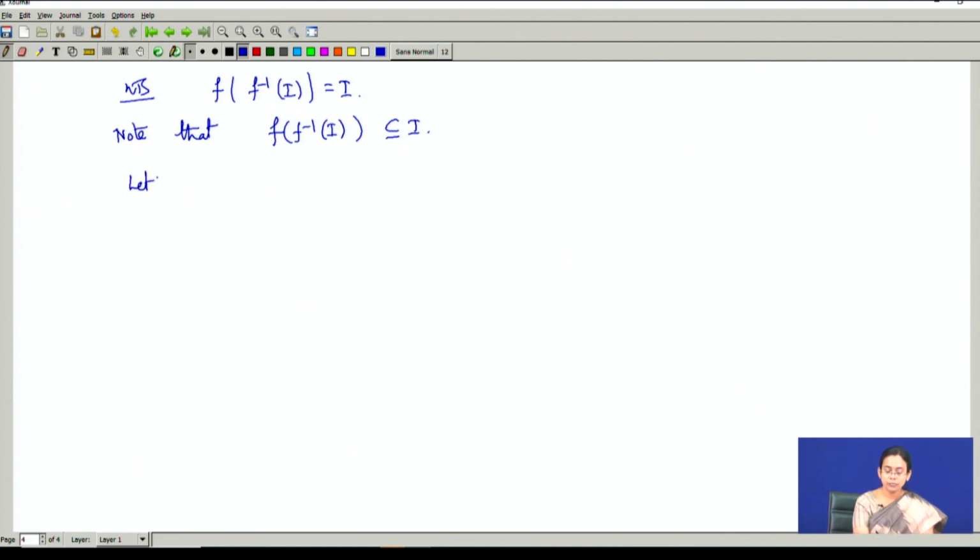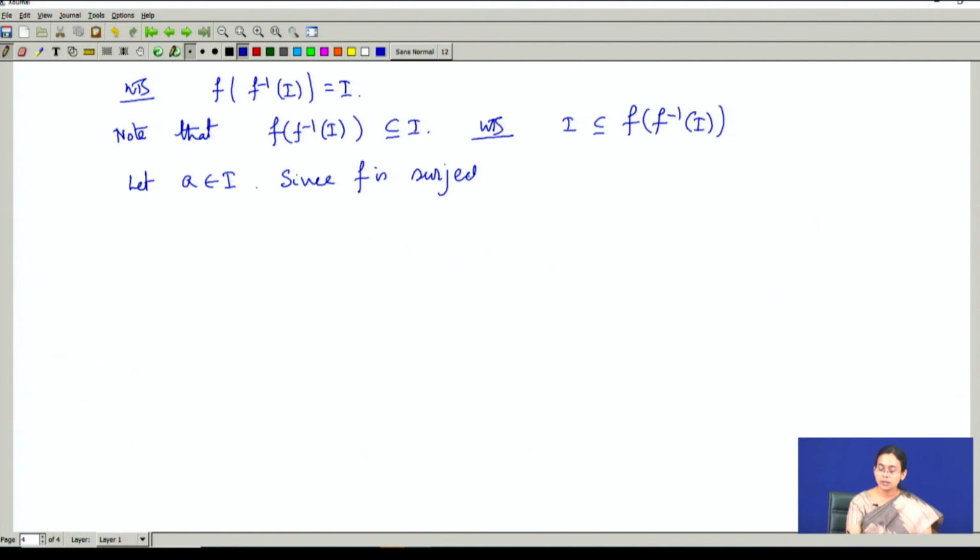Let me just say, we want to show the other one, that means I is sitting inside f of f inverse of I. That is what I would like to show next. So, let us start with any element A in I. Now, since this map is surjective, I will get a pre-image in R. Since f is surjective, there exists an element x in R such that f of x is equal to A.